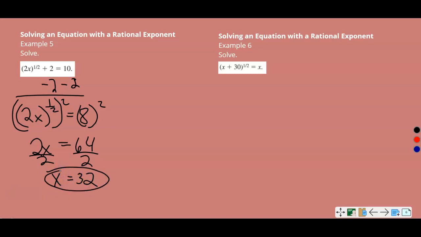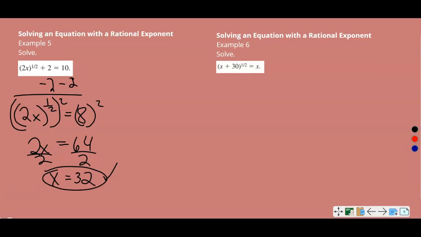Again, you can plug it in and check it. So I'm going to do 2 times 32, that's 64. 64 to the 1/2 power is the same thing as the square root of 64, that's 8. 8 plus 2 is 10. So again, it's quick and easy to check. Make sure you do that, so you know that it is a real solution and not an extraneous solution.